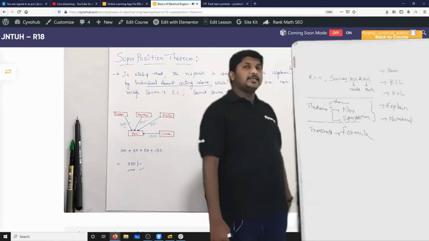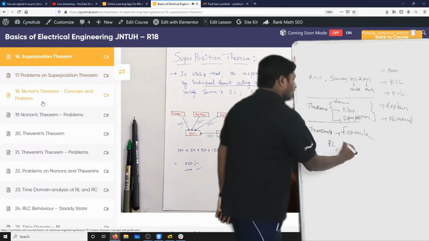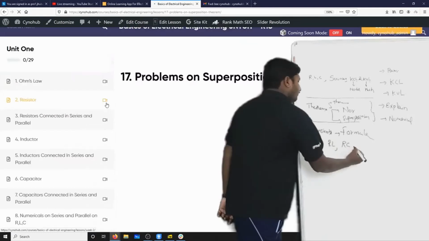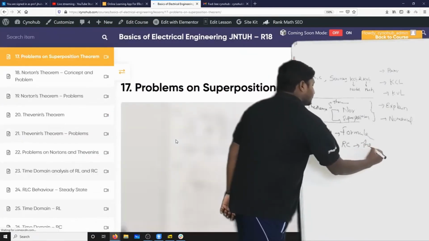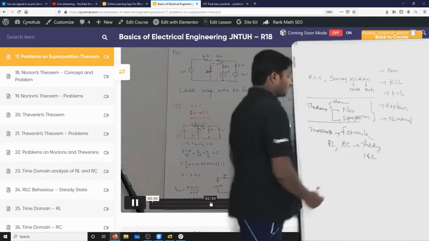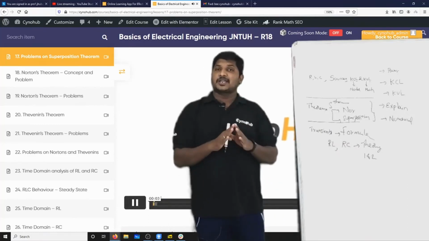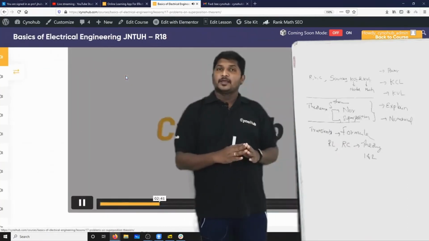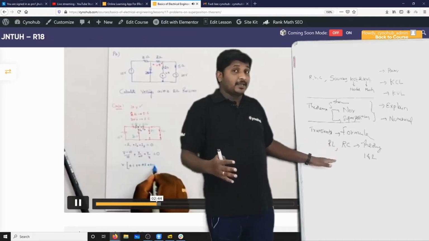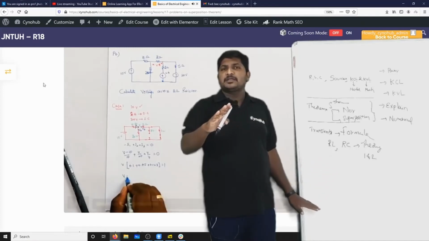And part 3: we have only 2 circuits, RL circuit and RC circuit. Now, if possible, read the theory of this and solve 1 or 2 numericals based on RL series transient and RC series transient. If you are not understanding this transient topic, please open Cynohub. I have explained it in an easy way.